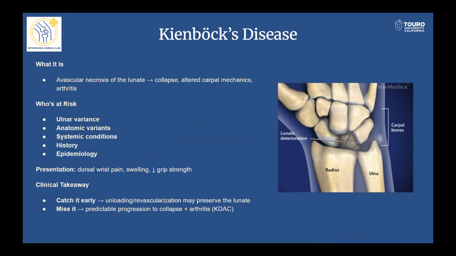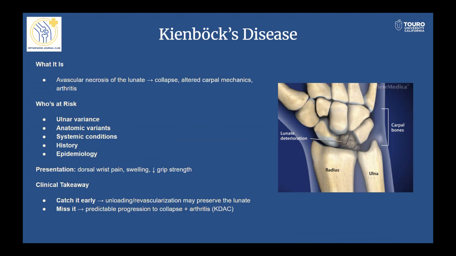And then briefly, just to mention, the lunate gets blood supply from both the palmar side and the dorsal side arteries, and they're both supplied by the radial artery and ulnar artery. So some people may have anatomic variants where they only get one set of blood supply, so those will have a higher chance of getting this disease.